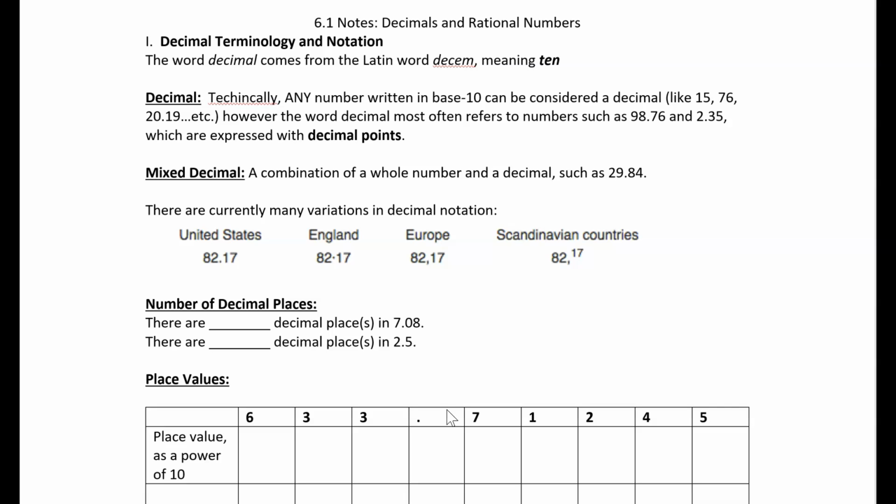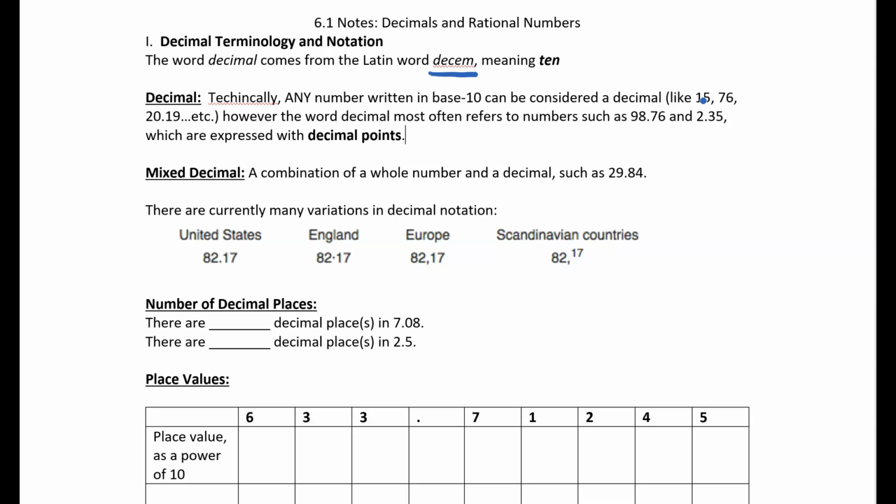All right, so welcome to 6.1, which is on decimals and rational numbers. We're going to start at the very beginning by talking about what a decimal is, and then work our way through. The word decimal comes from the Latin word decem, D-E-C-E-M, and that word means 10. So technically any number that's written in base 10, the numbers that we use, can be considered a decimal.